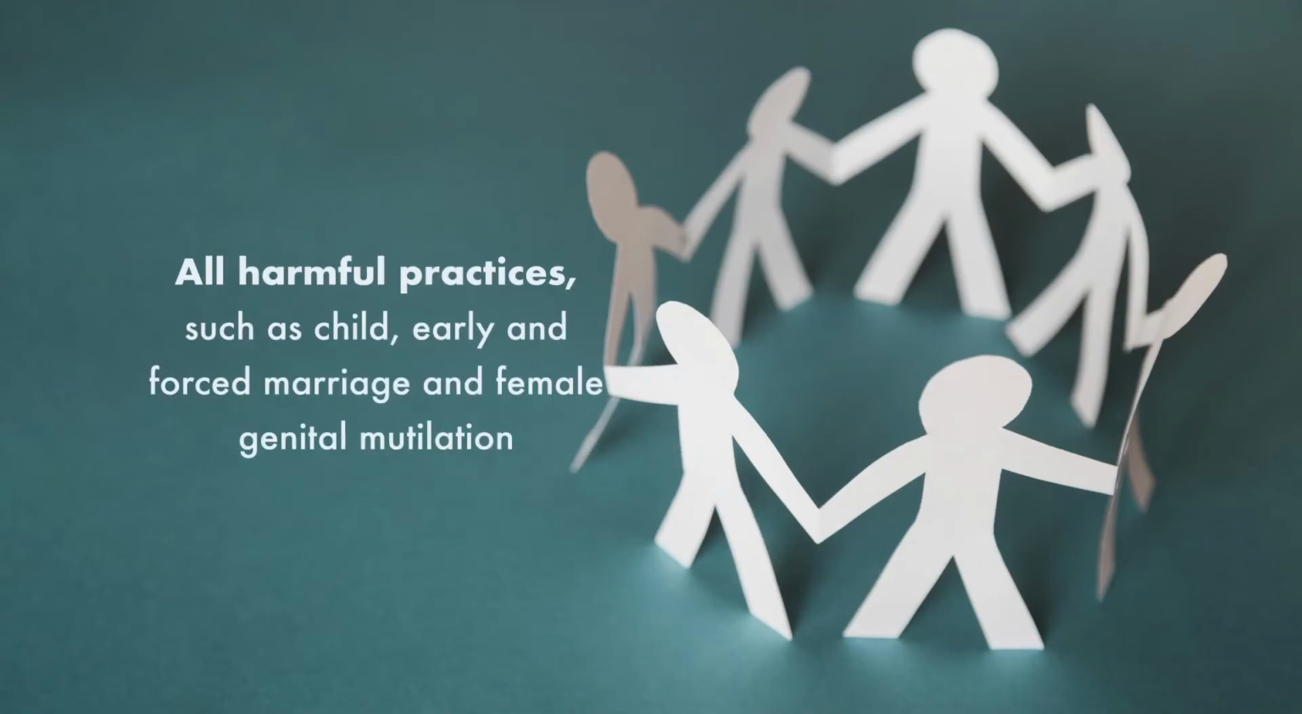Eliminate all forms of violence against all women and girls in public and private spheres, including trafficking and sexual and other types of exploitation. Eliminate all harmful practices such as early and forced marriage and female genital mutilation, which is very common in underdeveloped countries. Recognize and value unpaid care and domestic work.